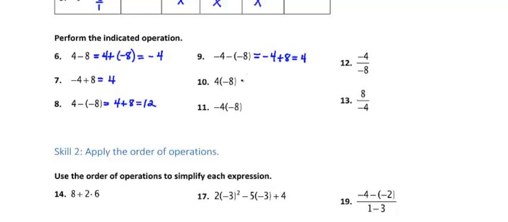4 times -8, a positive times a negative is -32 in this case. -4 times -8 is positive 32. -4 divided by -8, a negative divided by a negative is positive, and we can also simplify the fraction to positive 1/2. 8 divided by -4, so positive divided by negative is a negative, and 8 divided by 4 is 2, so that's -2.